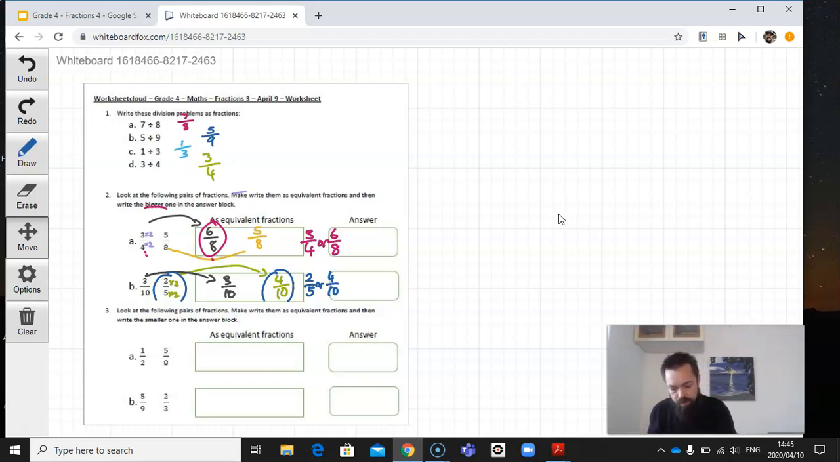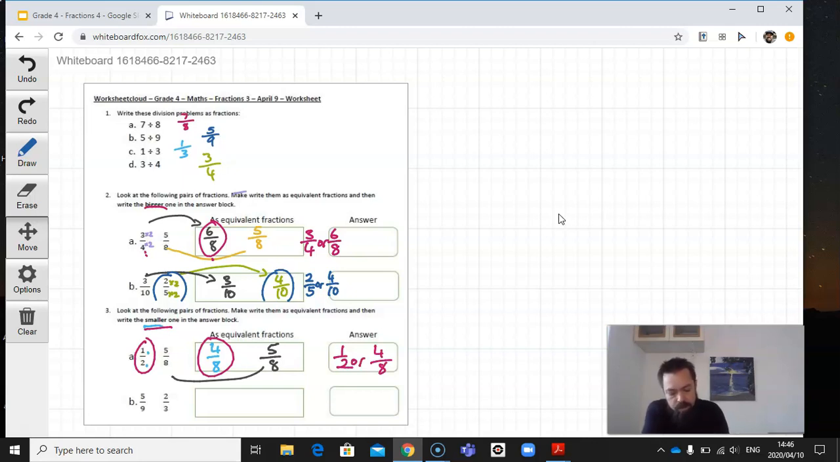Shrink it down and move it a bit. Okay, having a look at the bottom part. Essentially the same, except that this time you needed to write the smaller one. Okay, so looking at the first one, I noticed that with those two, I could times the top and bottom by 4, and that would turn the fraction into 4/8. Compare that with the 5/8, which is unchanged. I can see which one is the smaller, because it says the smaller one. And the smaller one is either 4/8 or that. So our answer can either be 1/2, a half, or it can be 4/8. Both are correct.